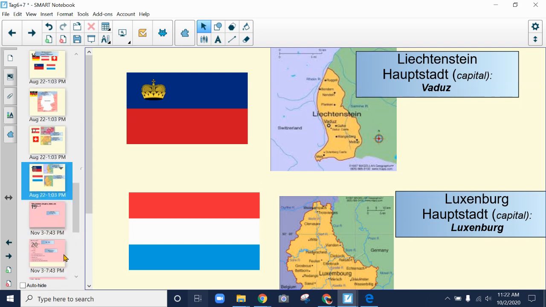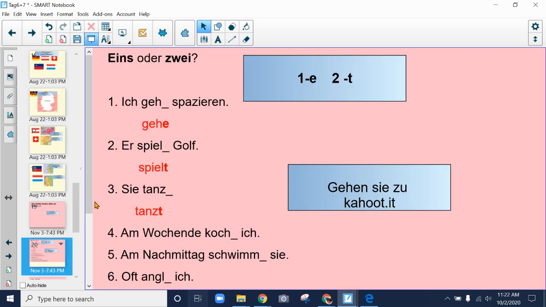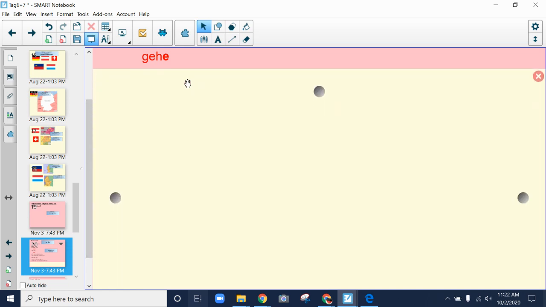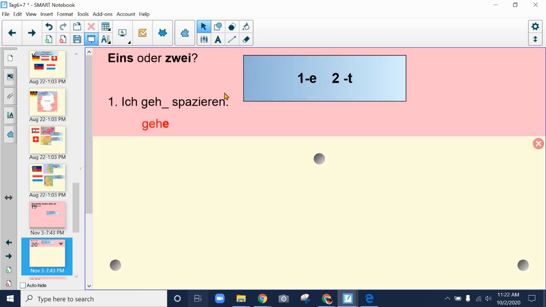Then we quickly went through some simple grammar activity. 1 oder 2, students had to show me with their hands what's the correct answer. Nummer 1 is the answer I, Nummer 2 is the answer T, and we talked about verb conjugation. So what's the verb ending for ich? What's the verb ending for sie? Verb ending for first person, ich, and verb ending for third person, sie.